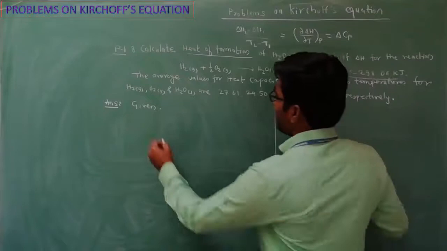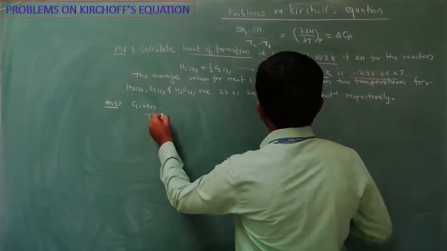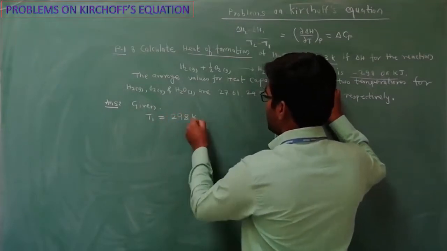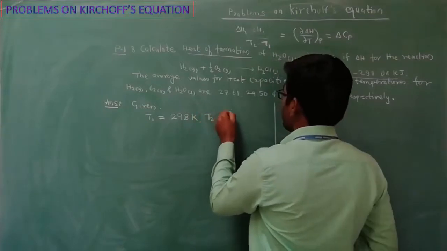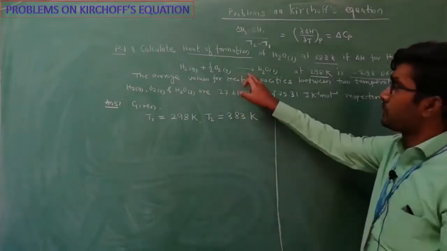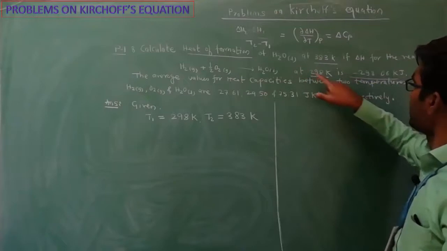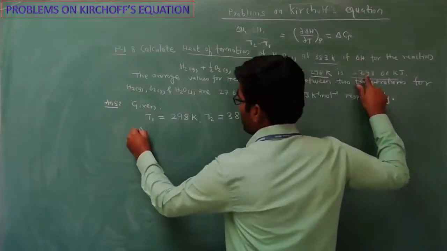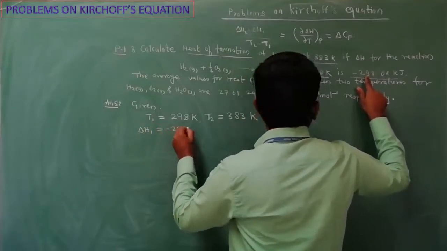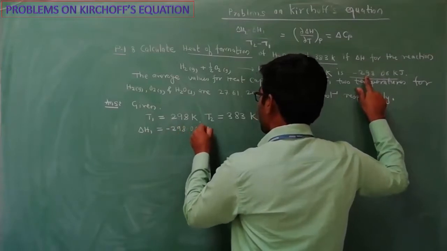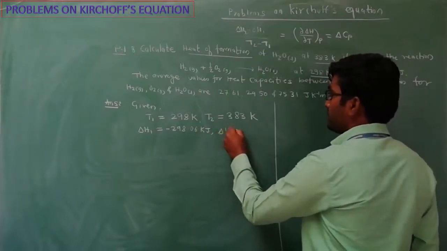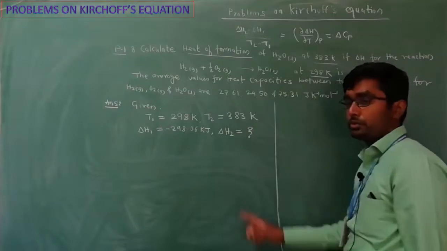First, what is given? T1 is given; T1 temperature is 298 Kelvin. T2 is given; T2 temperature is 383 Kelvin. Then for this water formation reaction, the heat of formation delta H1 is given, and its value is minus 298.06 kilojoule. Then the heat of reaction at the second temperature, delta H2, is asked, and this is the question mark. We don't know it, we need to find it out.